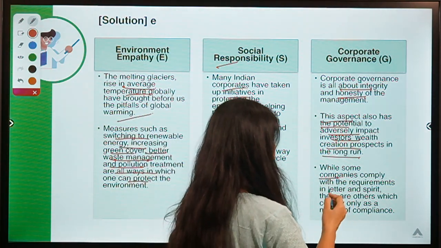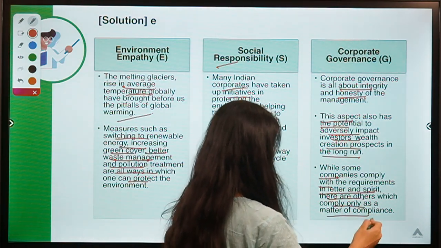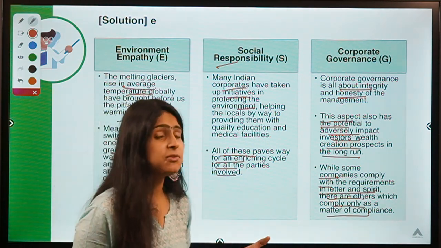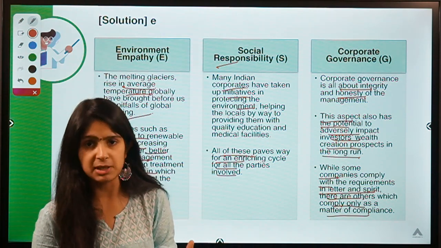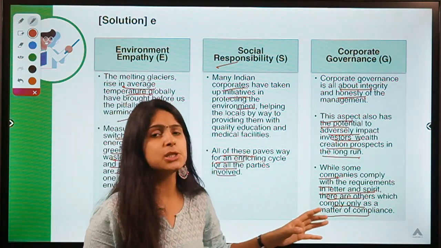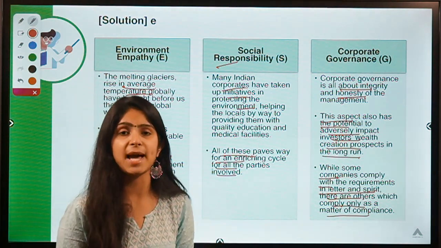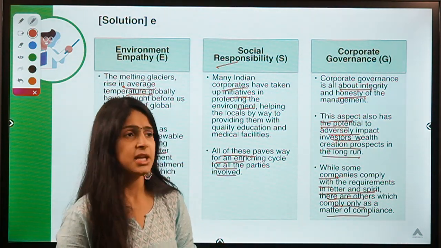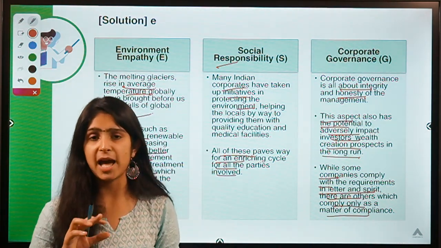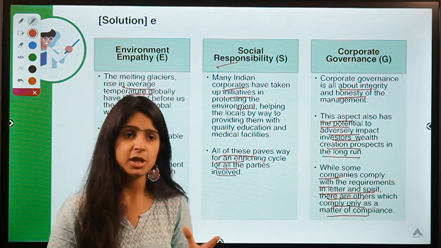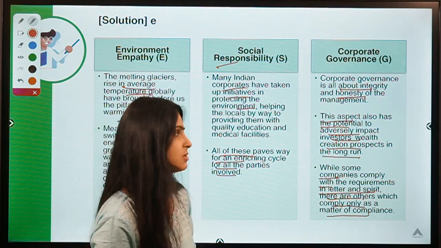Some companies comply with the requirements in letter and spirit. There are others which comply only as a matter of compliance. So it is important for the companies to understand why these norms are made, what is the benefit. The benefit is to the company also, in terms of building goodwill in the eyes of investors as well as their customers, right? And investors, obviously, whatever happens in stock markets, it happens because of the stock market's mood. So it is very important to have a good image in the eyes of investors, right?